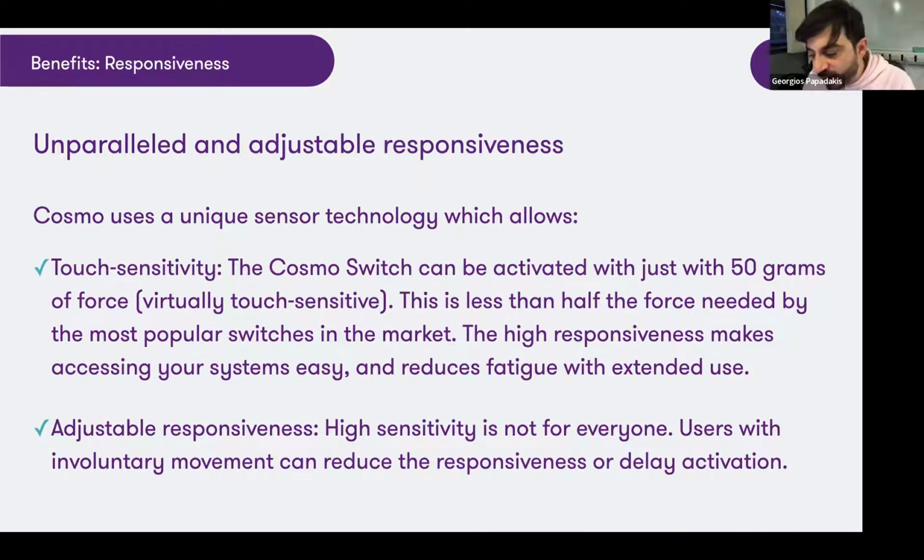At the same time, the sensor, the unique technology we use, means that you can adjust the responsiveness. So if you have someone that has involuntary movement, they might have high tone, for example, and tremor, you can reduce the responsiveness and make them need to press with more force to activate the device, which is great for people that have involuntary movement, or if you have an occupational therapist, for example, who might want to motivate the user to press harder to work on some of their motor skills as well.